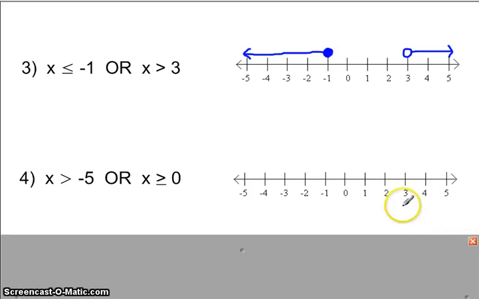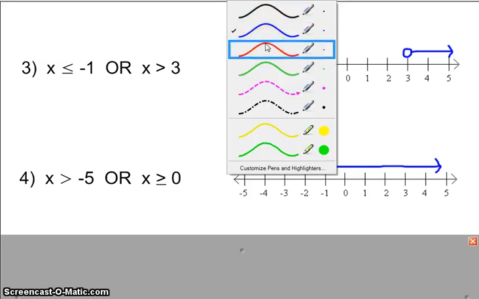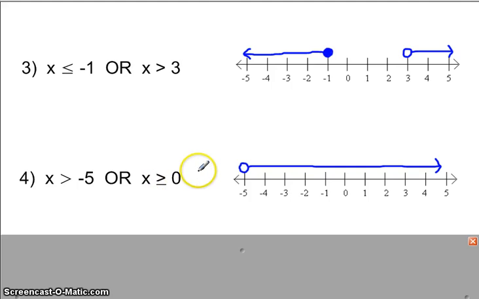Fourth example, x is greater than -5, or x is greater than or equal to 0. This is an interesting one. So let's do these separately. So x is greater than -5. So I'm going to do an open circle, and I'm going to go like this. I'm going to do this one in red. You'll see why in a second. X is greater than or equal to 0. Well, if I wanted to do this one, I'm going to do it above here. X is greater than or equal to 0. I'm going to go this way too.